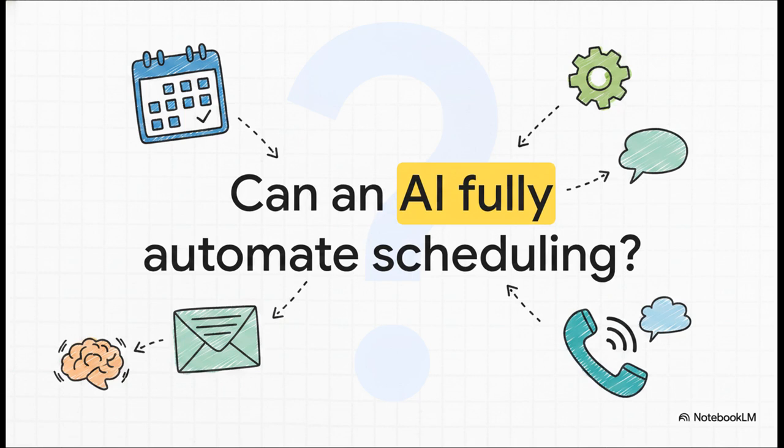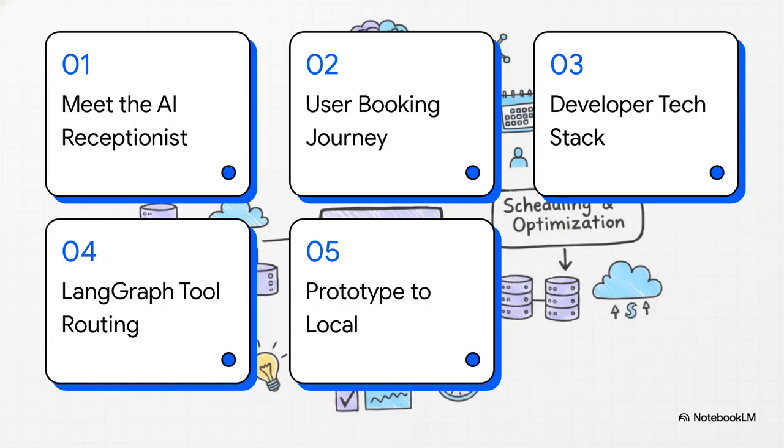Just imagine an AI that doesn't just chat, but literally looks at a Google Calendar, spots an open slot, books it, emails the staff, and then picks up the phone to call the patient to confirm. That's exactly what we're tearing down today. Okay, let's dive into this.